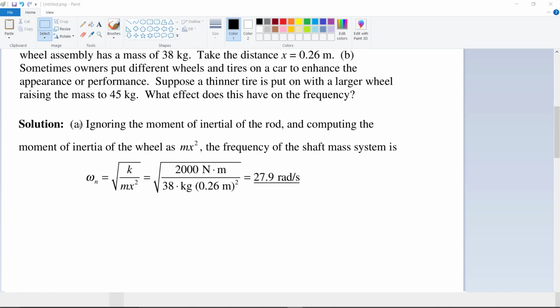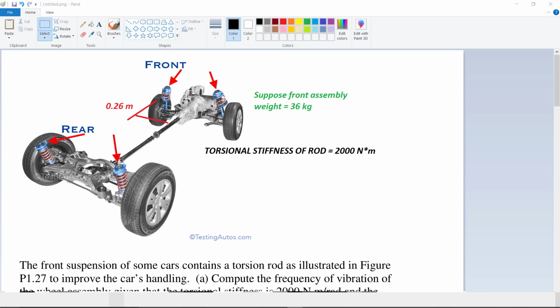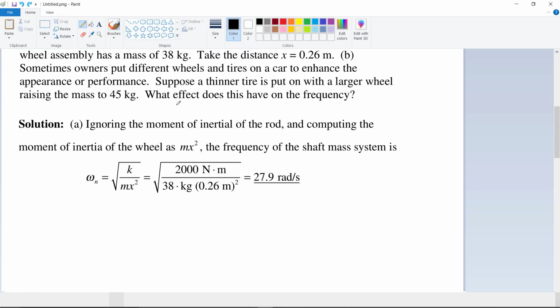Ignoring the moment of inertia of the rod and computing the moment of inertia of the wheel as mx square, with this mass m and this distance x, the natural frequency is equal to the square root of k by mx square. So we got the frequency.